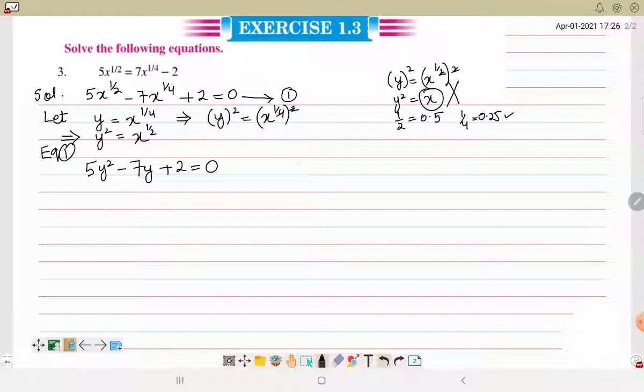We can easily apply middle term break factor. How we can do that? We multiply first term by last term. Again we got 10. So we'll write all the possible factors of 10, and out of those possible factors we'll select that factor जिसको हम add subtract करें तो ये इसकी middle term बन जाए. So you see 5 plus 2 is 7, and we have to take care of the signs as well. So minus 2y minus 5y plus 2 that is equal to 0.